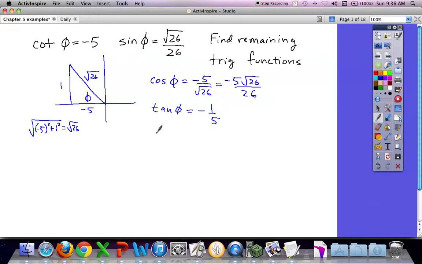The cosecant of phi is 1 over the sine, right? So it should be the hypotenuse over the opposite. That's the square root of 26. And the secant of phi, I should have made that a phi. The secant of phi should be 1 over the cosine, so it should be hypotenuse over adjacent. So that's -root 26 over 5.